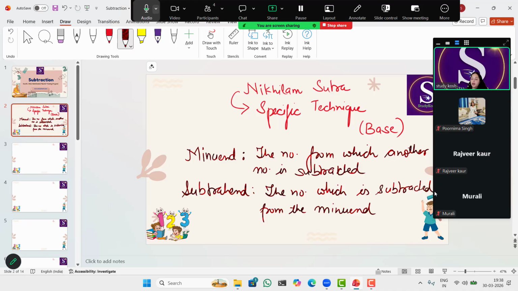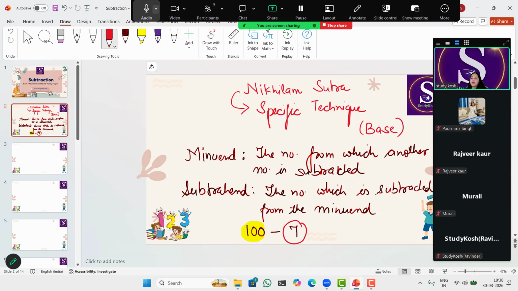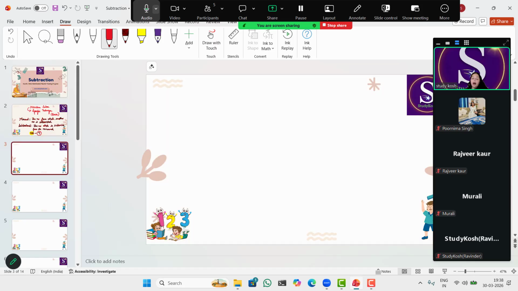Like if I have a number that is 100 and I need to subtract 7 from it, in this case this 100 is a minuend and this 7 is a subtractand, right? So minuend and subtractand are the main basic terms of subtraction. Then let's see how we are going to apply this Nikhilam Sutra. The meaning of this sutra is all from 9 and the last from 10.